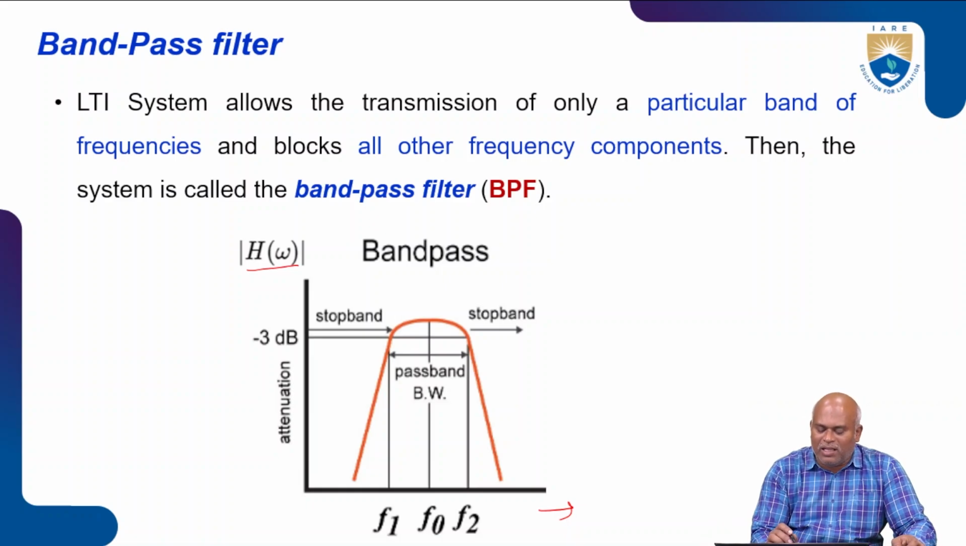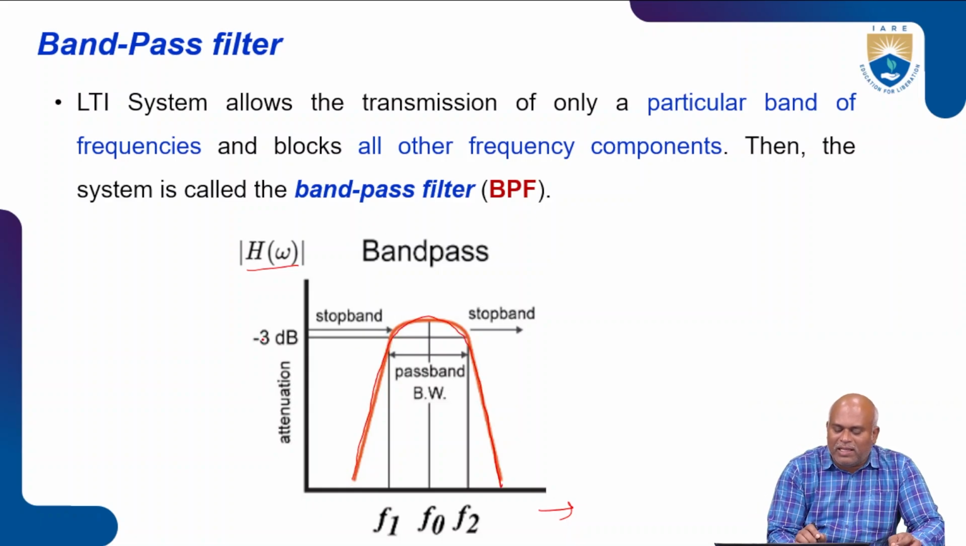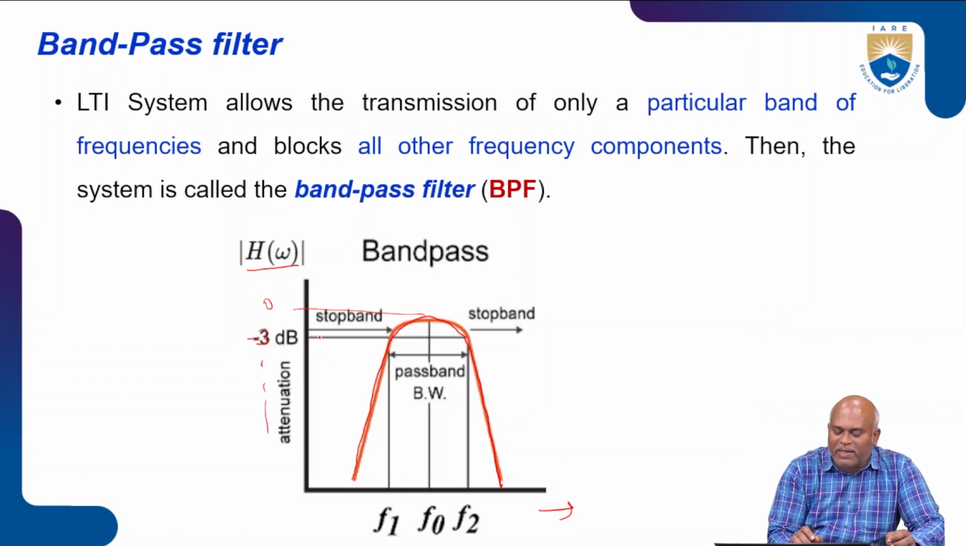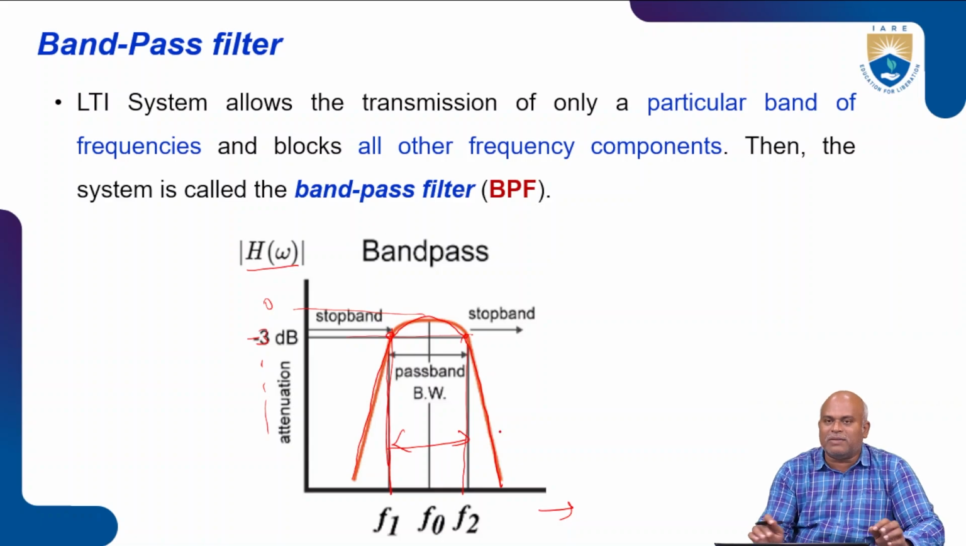So here the frequency response looks like this. The 3 dB point happens in the minus direction from the peak, that is the 3 decibel case. We can draw a line where it touches the response: the first point is F1, and the second point is F2 on the frequency axis. So the system passes the frequencies in between F1 and F2. Otherwise, all frequencies are stopped.